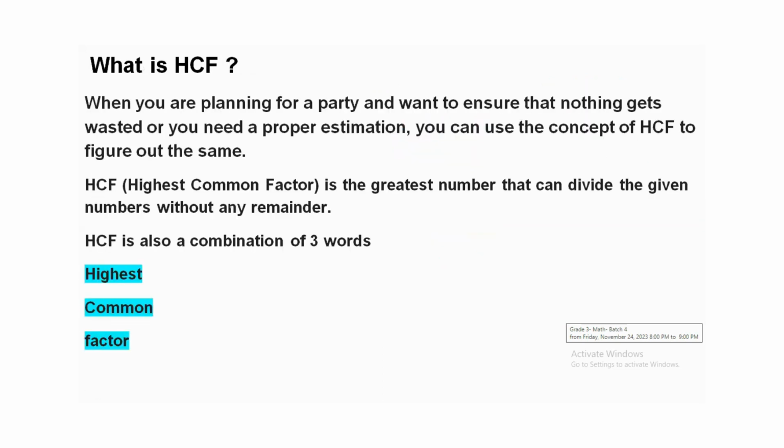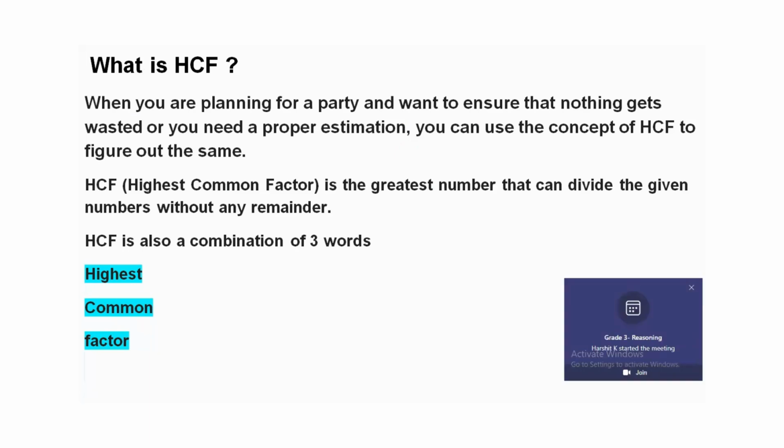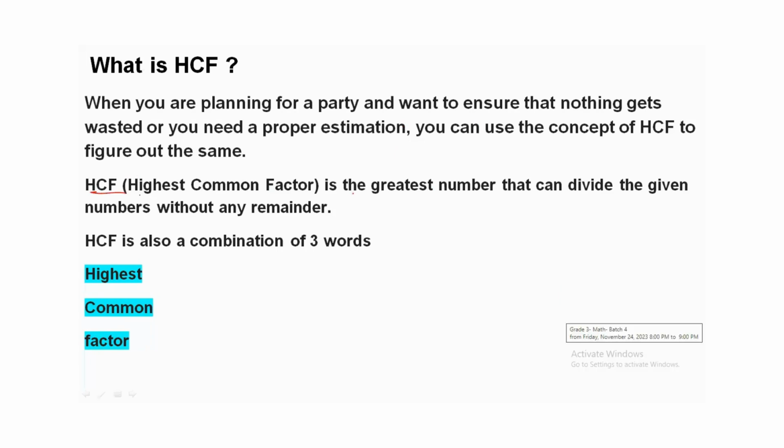Now we are moving towards another concept, which is HCF. Now what is HCF? When you are planning for a party, I'm going to give you an example. When you are planning for a party and want to ensure that nothing gets wasted, or you need a proper estimate of how much of each thing you need, for that you need to find the HCF of the given things. So what is the HCF? HCF is highest common factor. Here also you can see three words: highest common factor.